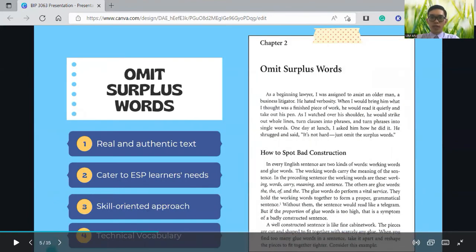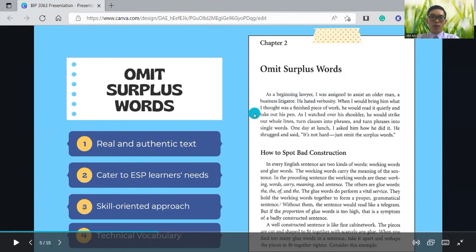So this is the first text. If you notice, unlike ordinary textbooks with tedious passages and exercises, the book itself provides real and authentic text. This could be seen through the narration at the beginning of the article entitled Omit Surplus Words, which illustrates a real-life experience.